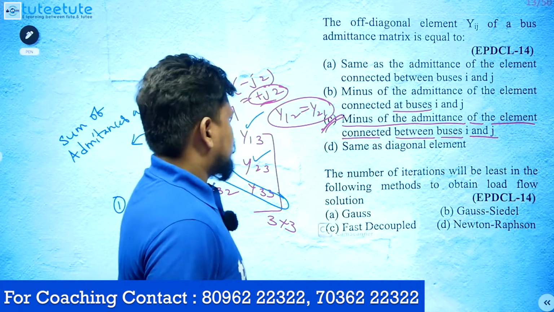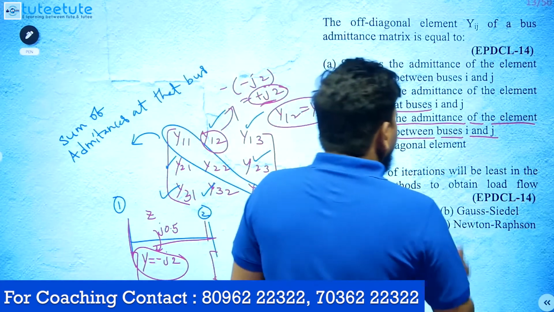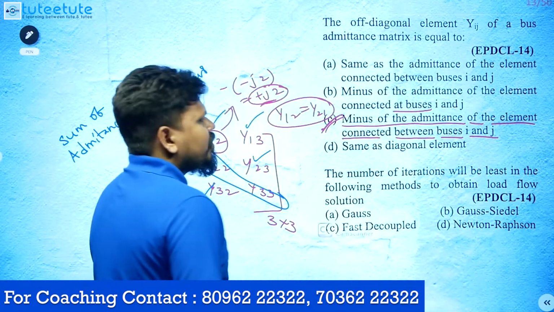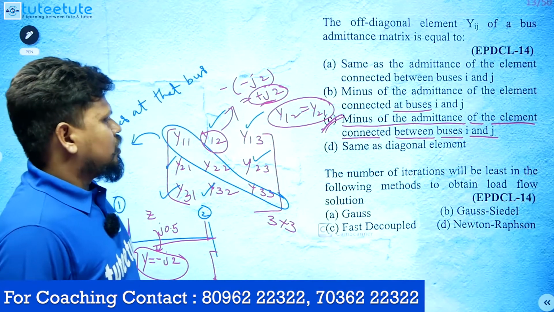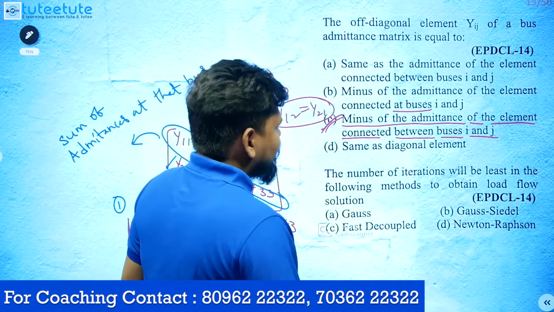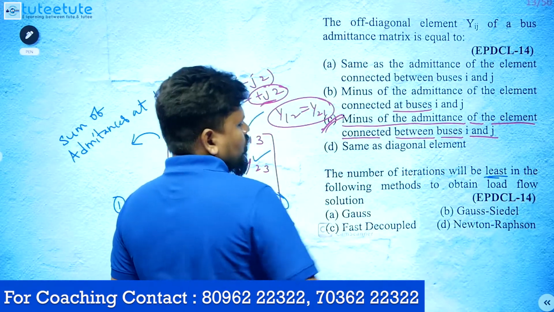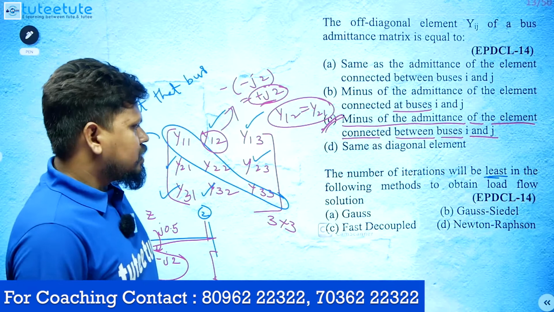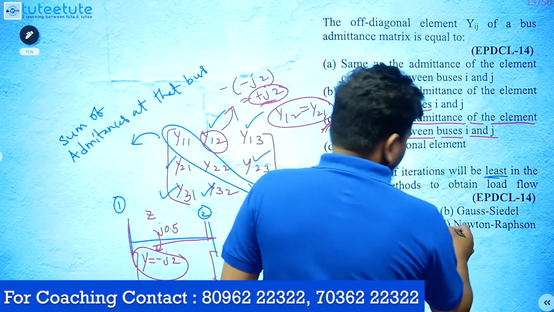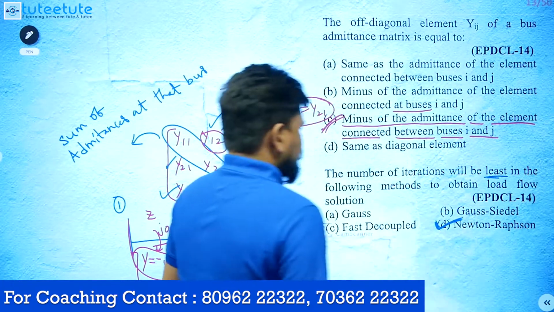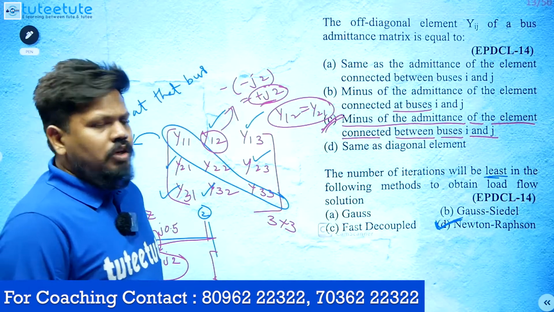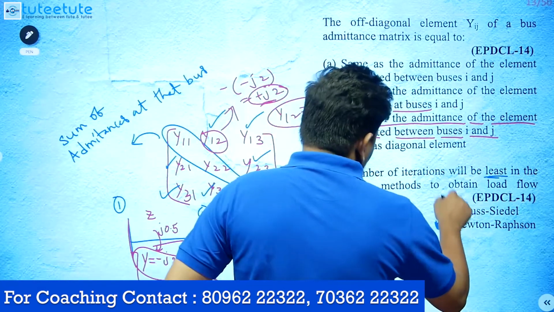Okay, next question. The number of iterations will be least in the following method to obtain load flow solution. Whenever you see least, it has to complete fast, right? So we might answer fast decoupled. Wrong answer. The answer is the Newton-Raphson method. The specialty of Newton-Raphson is that accuracy will be more.